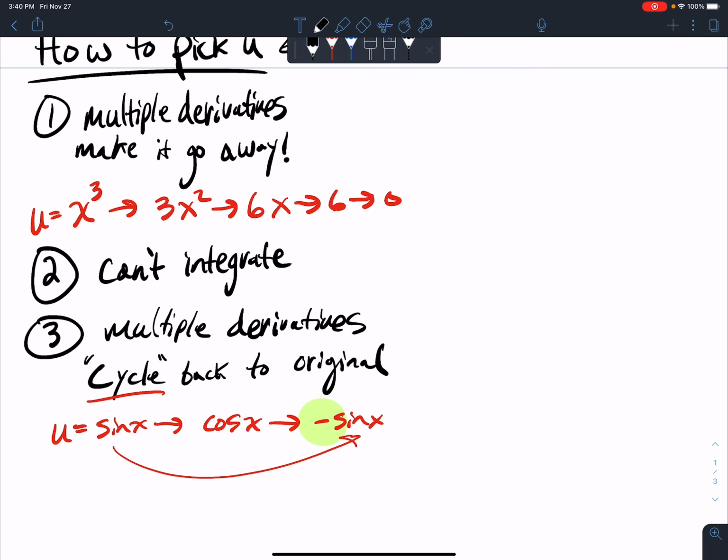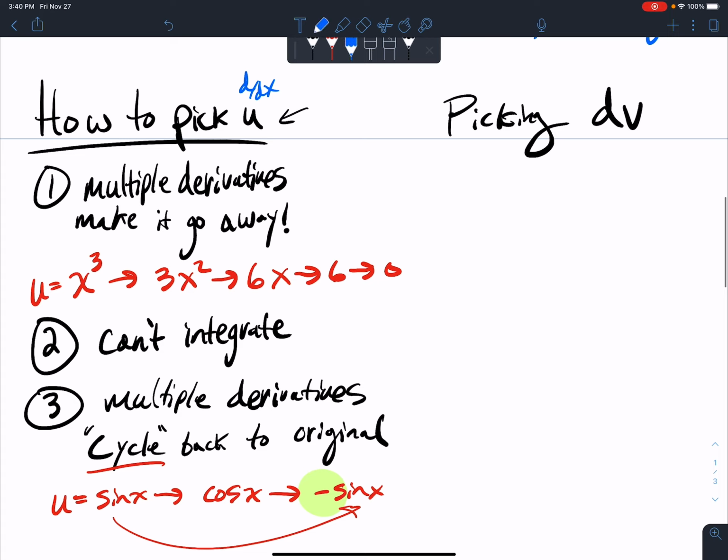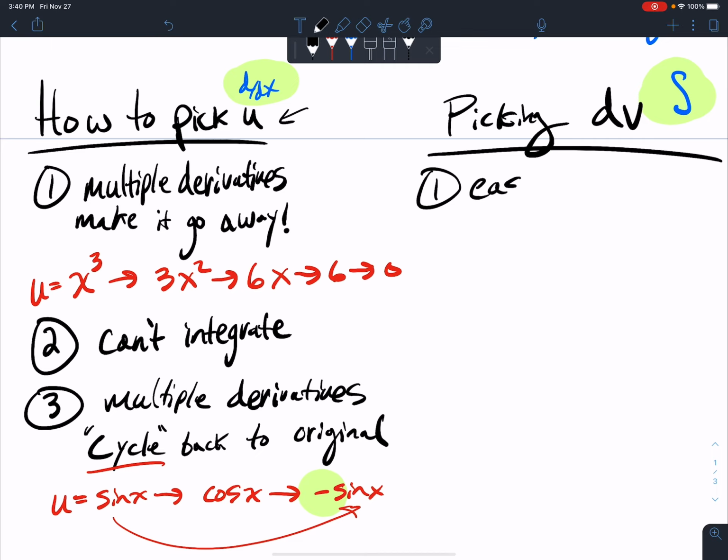All right? Now, that's how to pick u, okay? Picking dv, so this is what we want to integrate, right? So we're taking derivatives for u's, integrating for dv's. Number one, by golly, it's easy to integrate. Easy to integrate. So it fits integration rules.